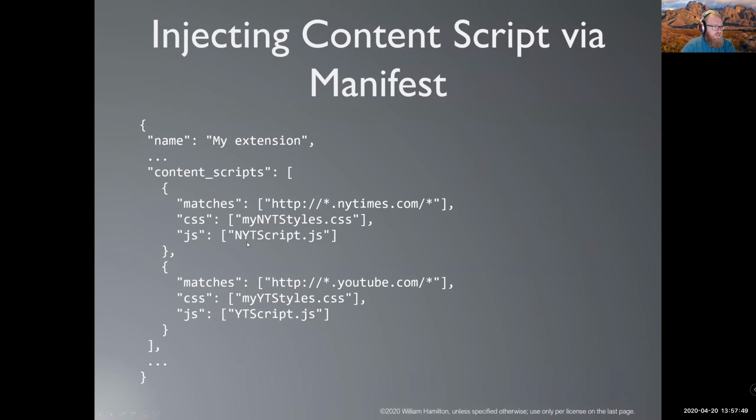So on any page that matches that, I can specify any CSS files that I want to inject into that site, and I can specify any JavaScript files that I want to inject into that site. And so again, once those pages load from New York Times, they'll basically also add my CSS and my JavaScript, which can then interact with the page as if it was a native CSS or JavaScript file.